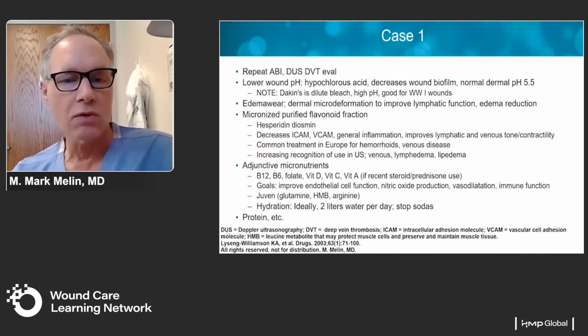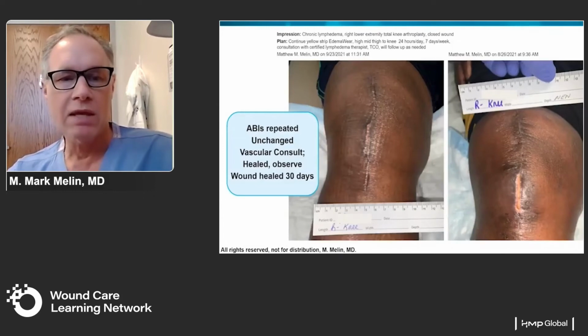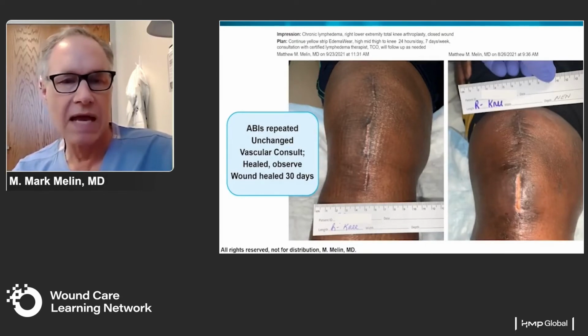And then hydration. Don't forget about hydration, because 2 liters of water a day will also make sure that people have adequate end organ perfusion. So this is the case again where we started, and then this was where the patient was about 30 days later, and you can see significant progression in terms of wound closure. You can see those longitudinal lines along the lines of lymphatics, and again, the ABIs were relatively unchanged. We did get vascular surgery involved again. They said just continue to observe, and we had good wound healing at 30 days.